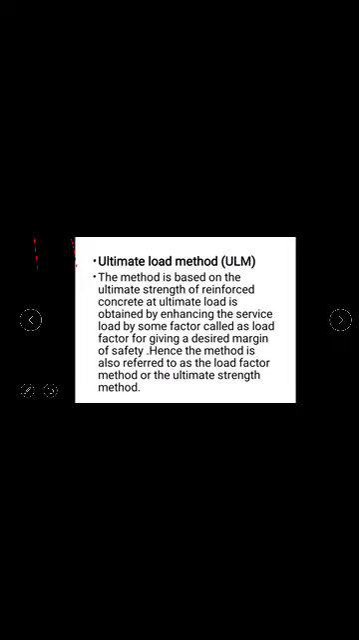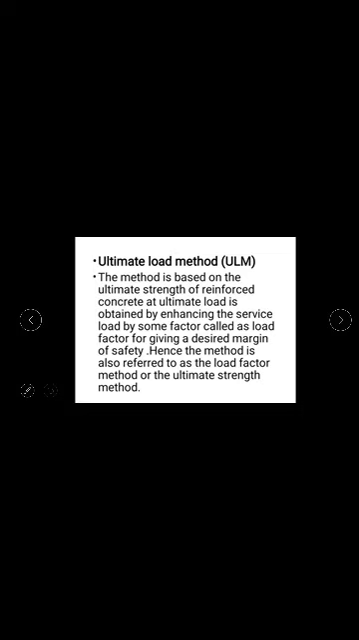In the ultimate load method, the working loads are increased by suitable factors to obtain ultimate loads. These factors are called the load factors. So unlike in the working stress method, where the stresses are reduced to permissible stresses, though they can carry up to ultimate stresses, the ultimate load method increases the load. It exaggerates the load to a higher value by multiplying with the load factor.